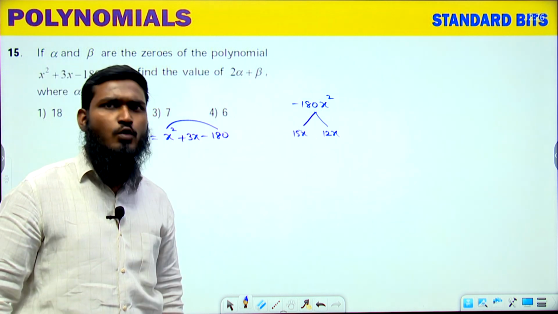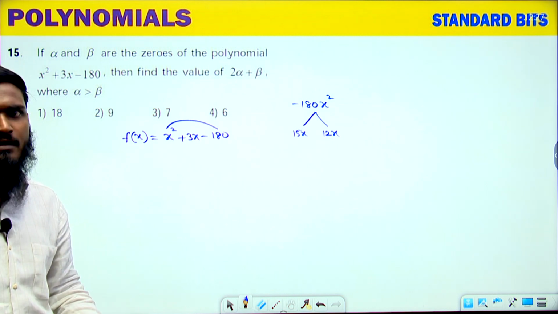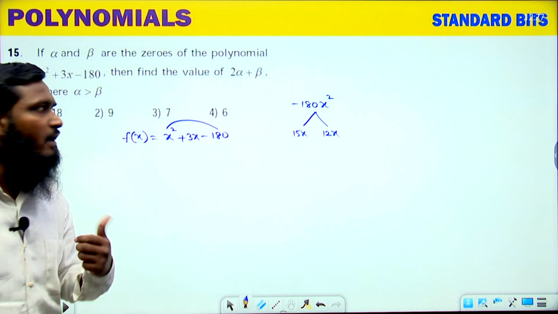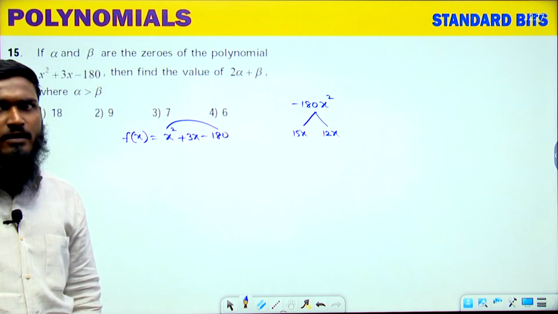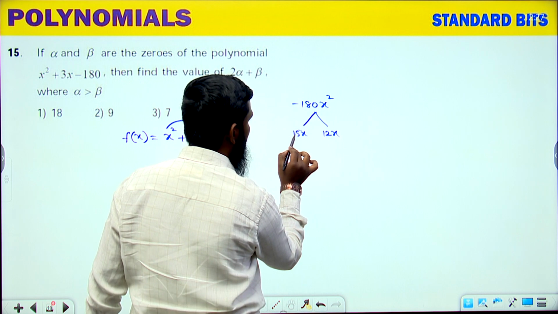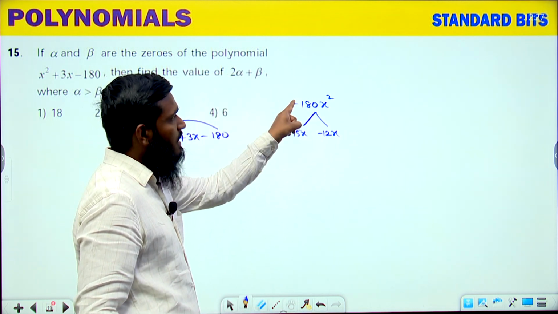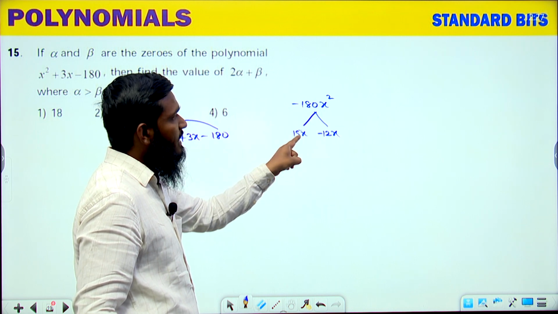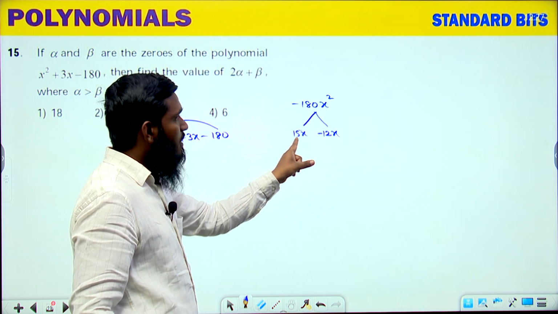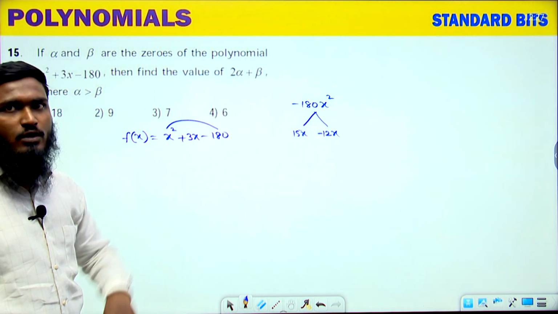Suppose 15 into 12 means how much? 15 tens are 150, then 160, 170, 180. So we are getting 180 over here. If you multiply that, we get this part. Let us take 15x minus 12x: plus into minus is minus, 15 into 12 is 180, x into x is x square, and 15x minus 12x is 3x. So like this you should know the concept over here.